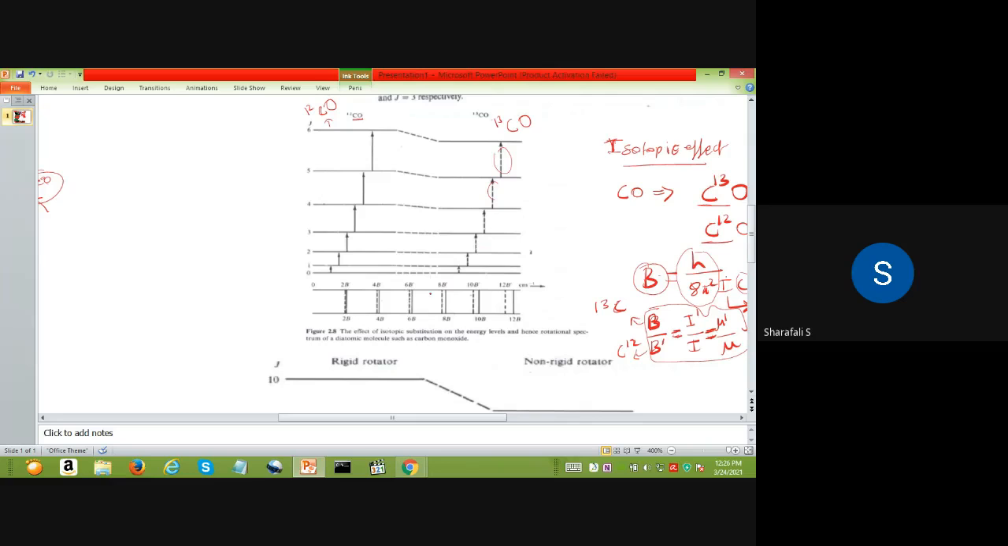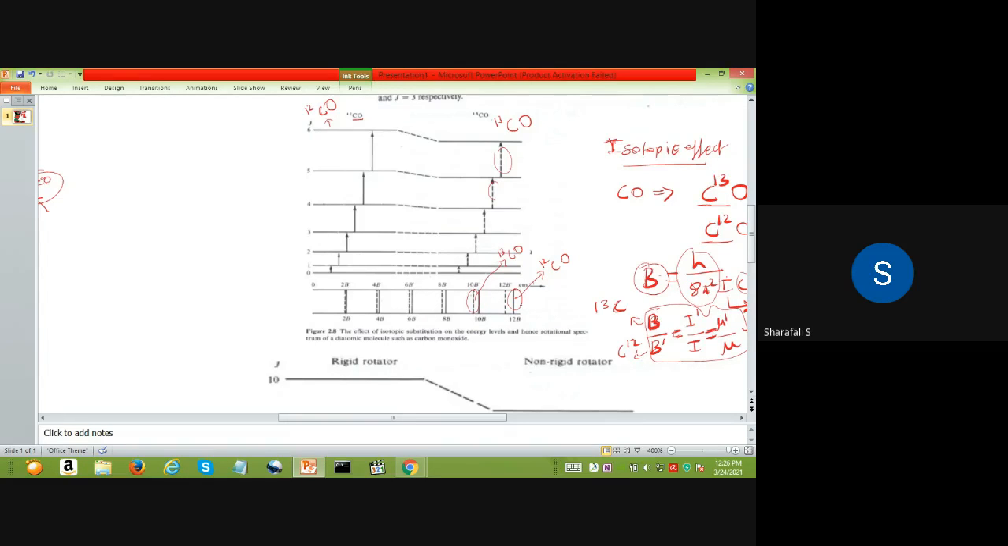So that will give me the spectra at 2B, 4B, 6B, etc., and that will be denoted as the dashed lines here. So these dashed lines are for carbon 13 with oxygen, and this solid line that is coming second is carbon 12 with oxygen.